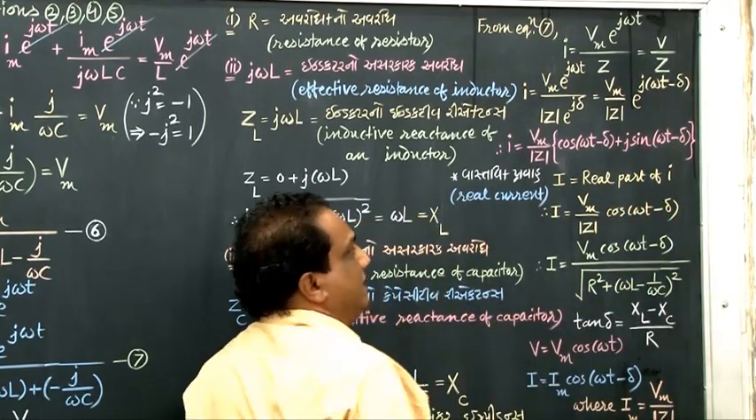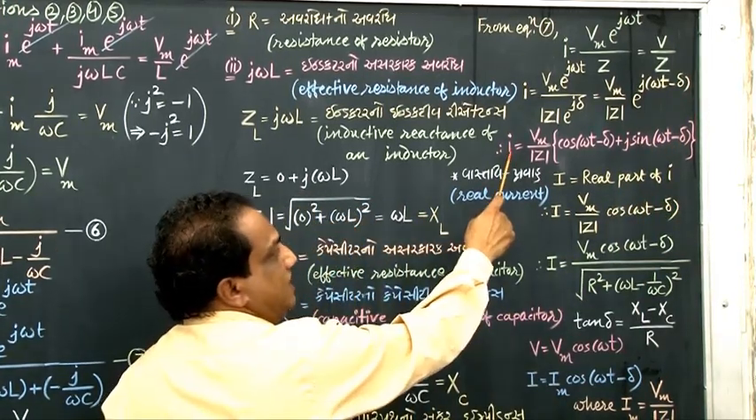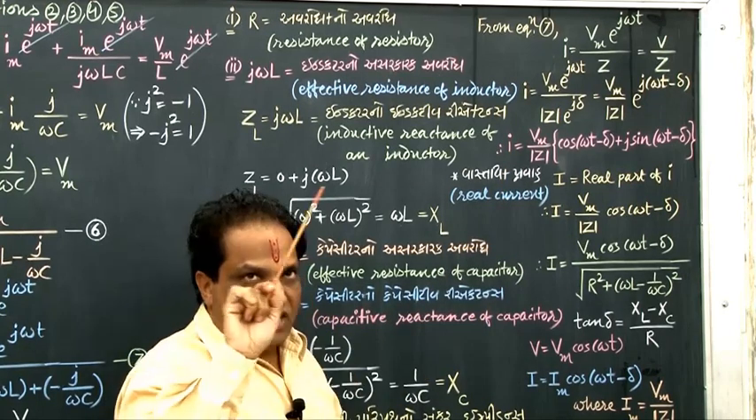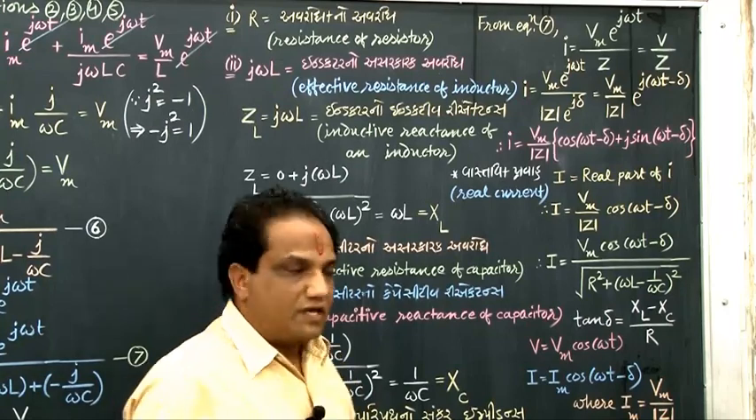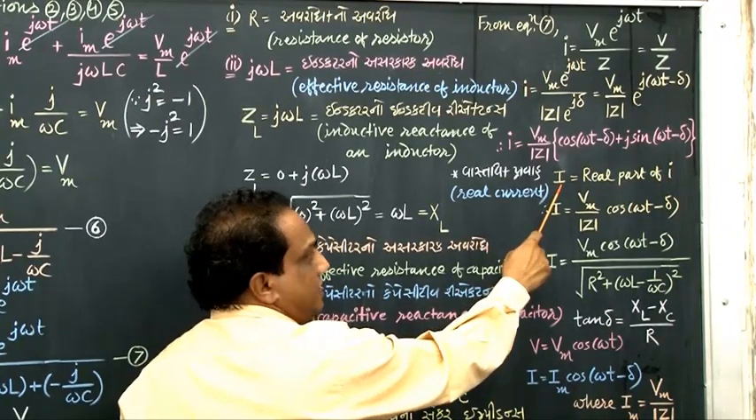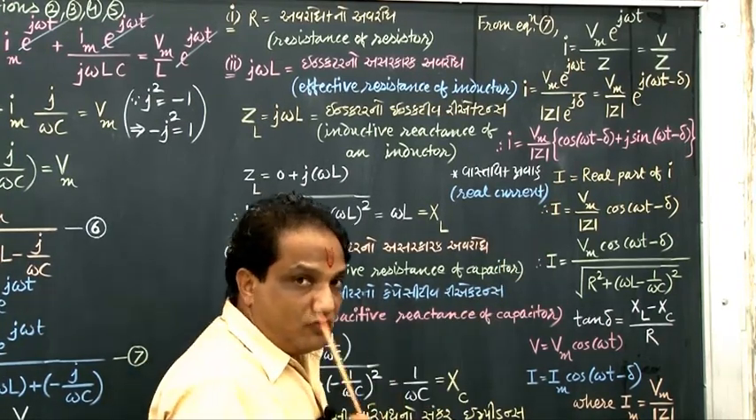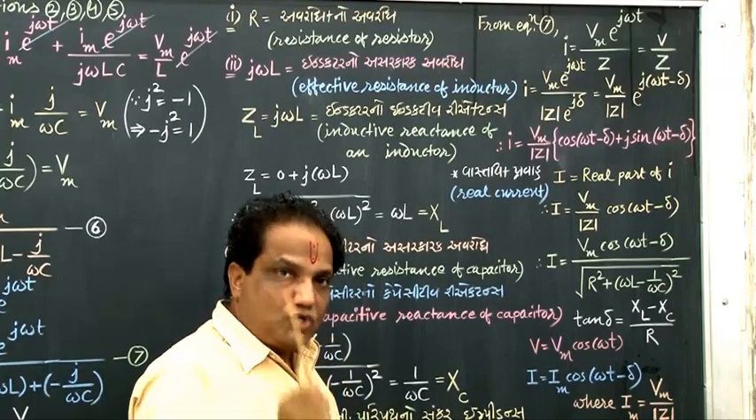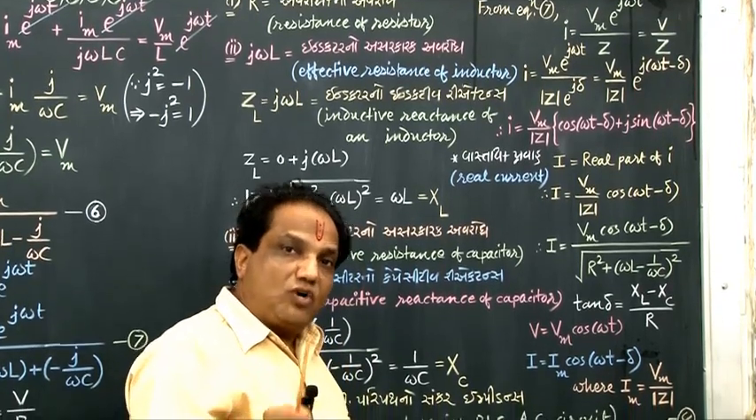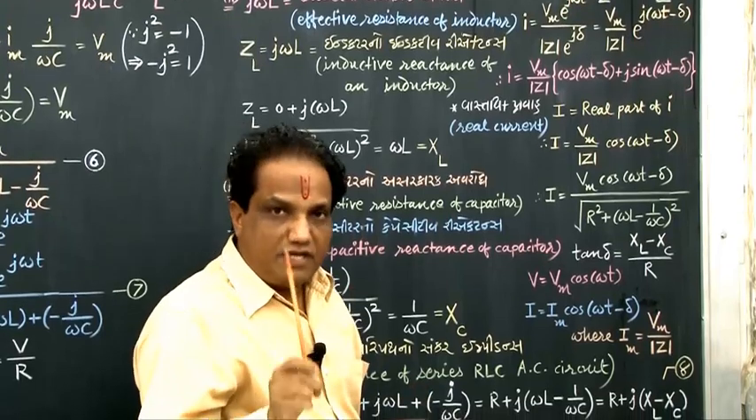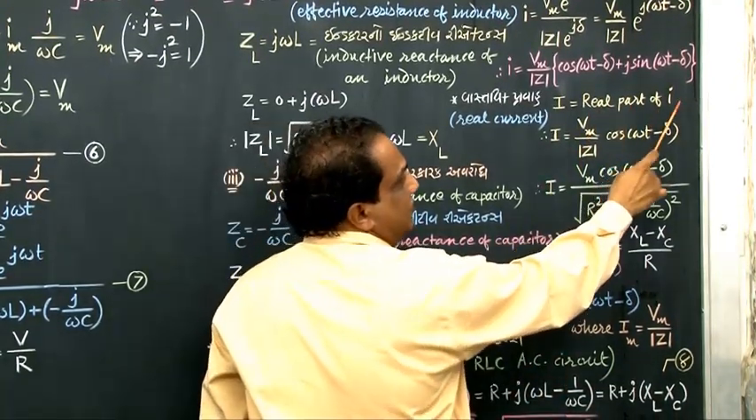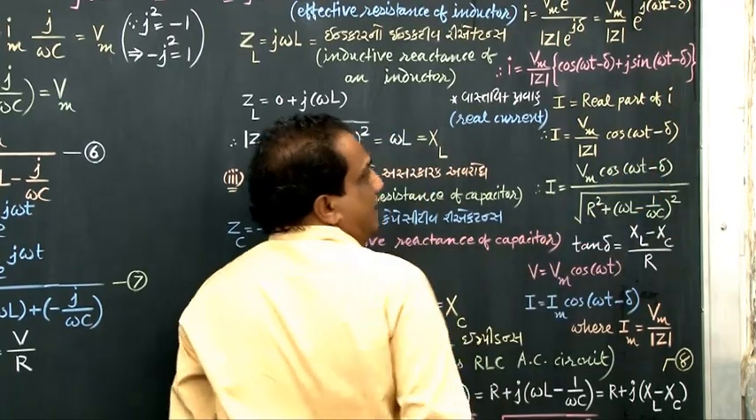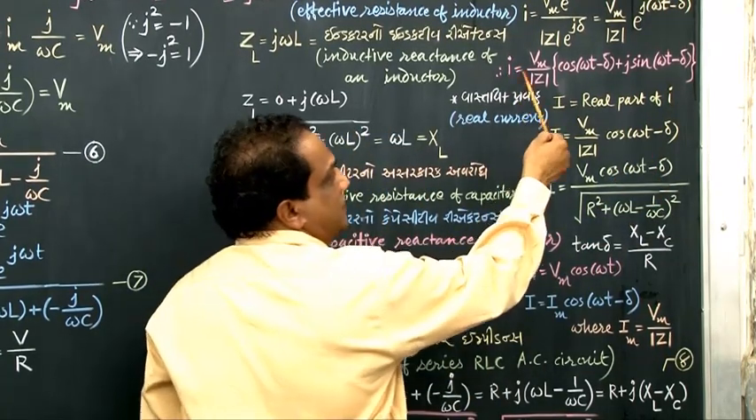Fine. And now tell me, this is complex current, but the actual current which is flowing in the circuit is real current. That real current is capital I. And if you want to find out real current, what should you do? Take the real part of complex current, which is small i. And now small i is this much.